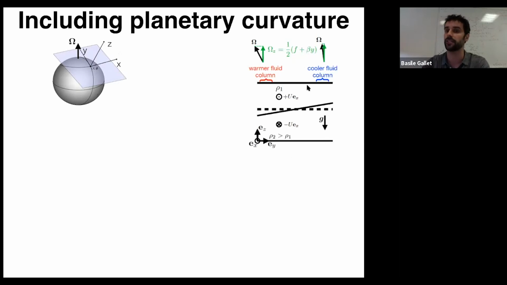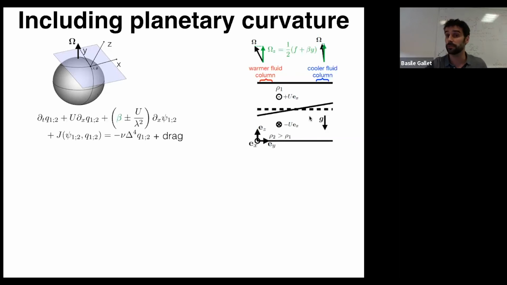Other than that, it's the same problem with the 2 layers, the same base state with a vertically sheared zonal flow and the tilt of the interface that corresponds to a meridional temperature gradient. Including this beta here leads to 1 new term here in green in the equations. Otherwise, these are the equations we solved before, written in terms of the stream function and potential vorticity.